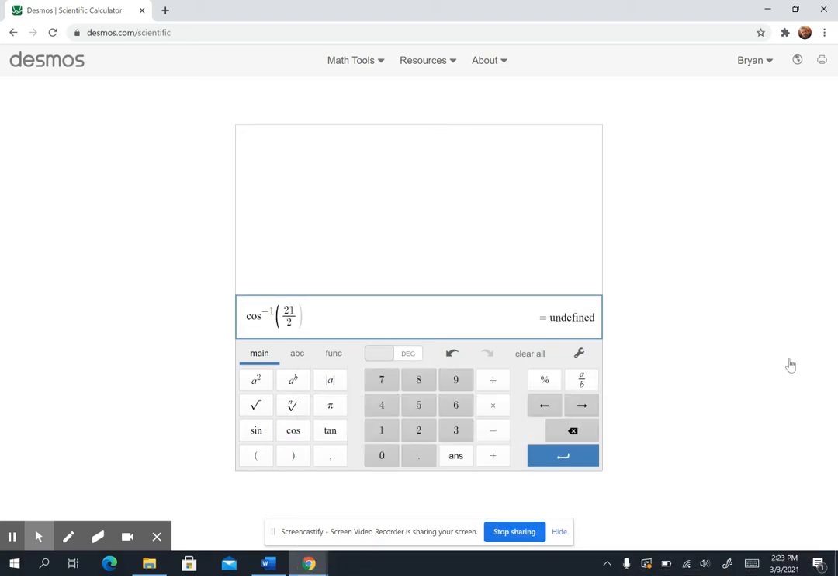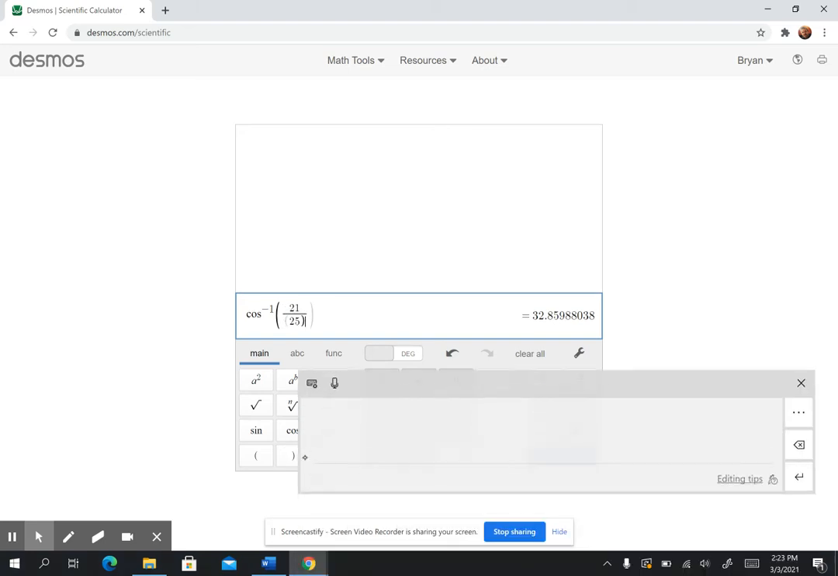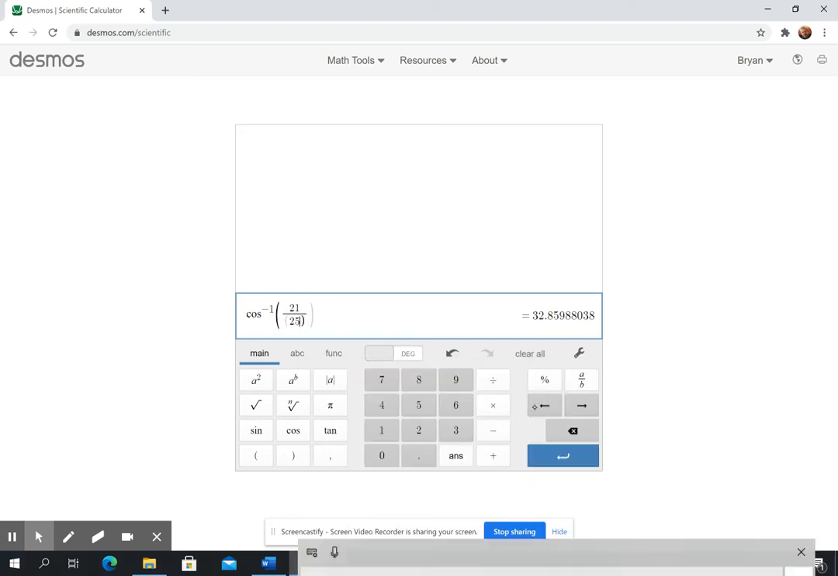That thing is going to drive me insane. I've got to figure out how to fix that. All right. So inverse cosine 21 over 25. No, that didn't want to do that there.